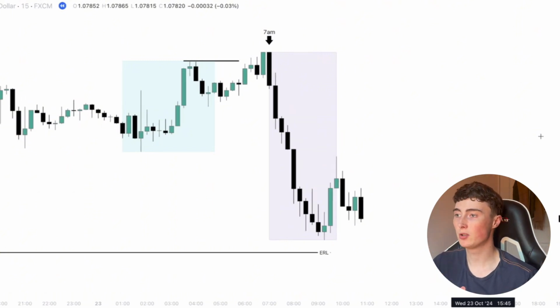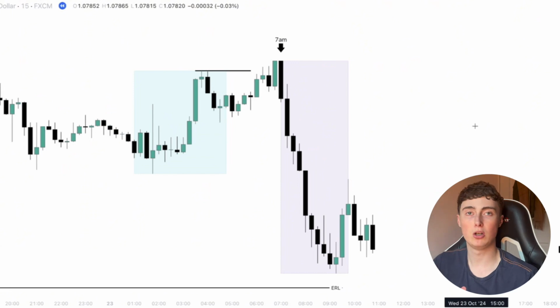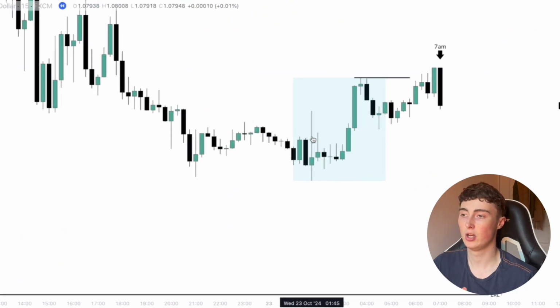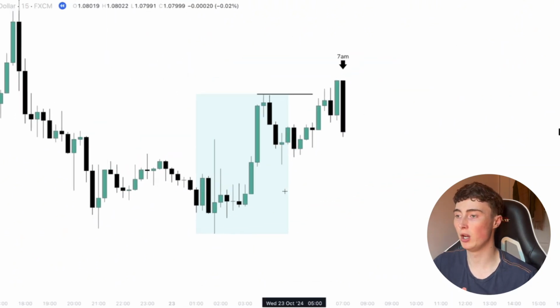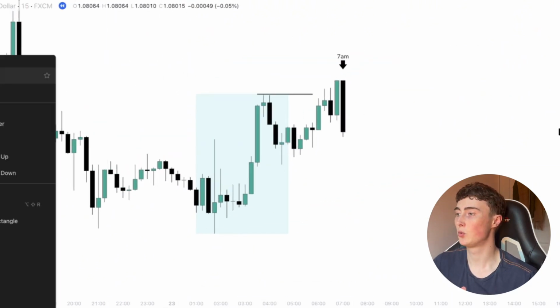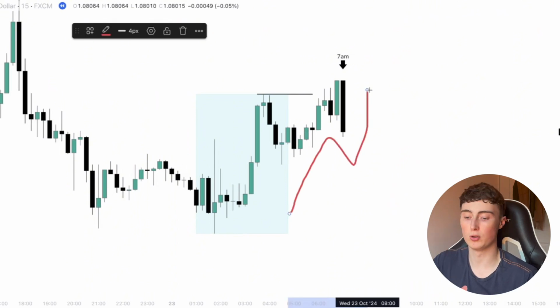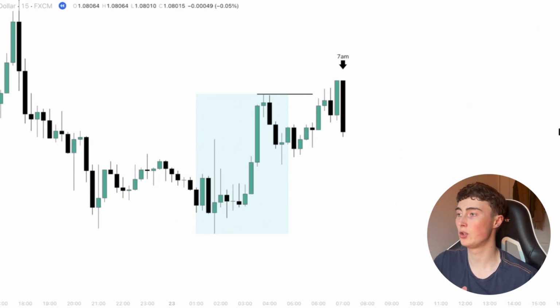So when it comes to the entry, I'm simply looking for a CSD, right? So a change in state of delivery. So if I rewind this, I'm essentially looking for price to switch from the bullish order flow that swept the liquidity. So as price moved to the upside and we took out the liquidity, the order flow was bullish. I'm looking for this to switch to bearish order flow, and that's where I'll get my entry.